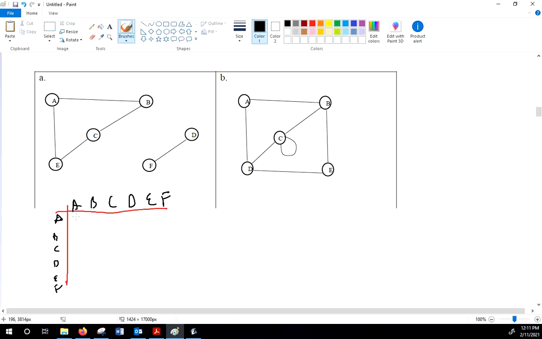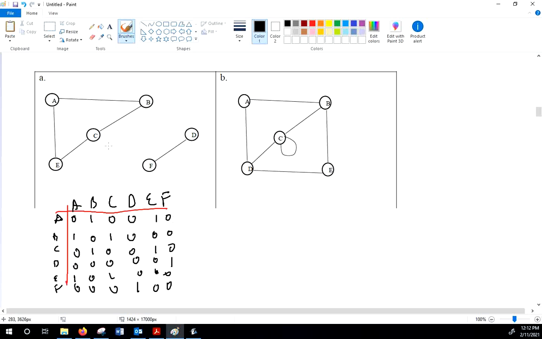All right, so A to A is 0. A to B is a 1. A to E is a 1. Everything else is a 0. B goes to A and C, but everything else is a 0. C goes to E and B, and everything else is a 0. D goes to F. E goes to F. Oh, no, E goes to A. Sorry. E goes to A and C. And F goes only to D.